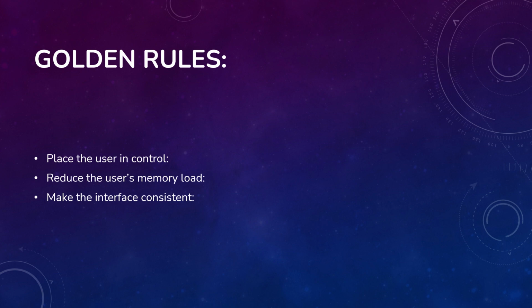These are some golden rules you should keep in mind while preparing a user interface design. The first one is place the user in control. The second is reduce the user's memory load. The third one is make the interface consistent. This is all about the user interface design.